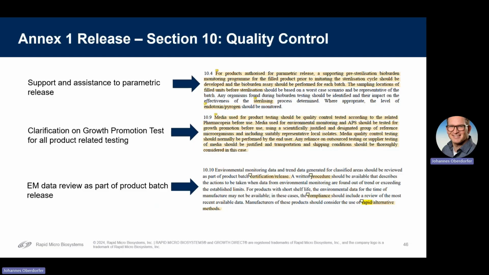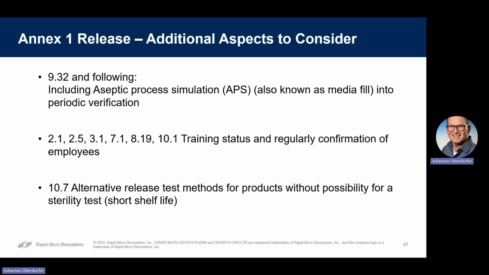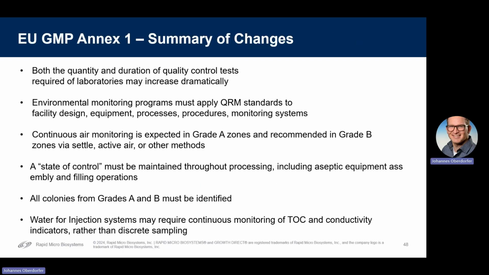Clarification on growth promotion tests for all product-related testing is here, and we have EM data review as part of product batch release. There are also additional parts: we have the APS, the aseptic process simulation, in this periodic verification that is included. Training status and regulatory confirmation of employees is very important throughout the whole document, and alternative release test methods for products without possibility for a sterility test, the short shelf life. But also Annex 4 describes these things very nicely, or at least gives guidance.